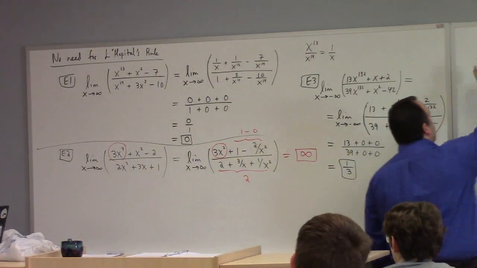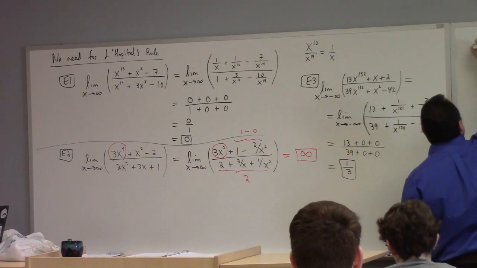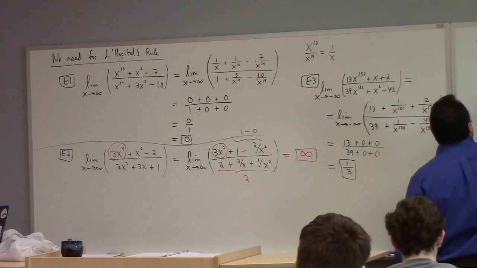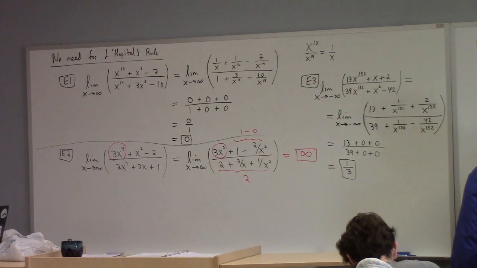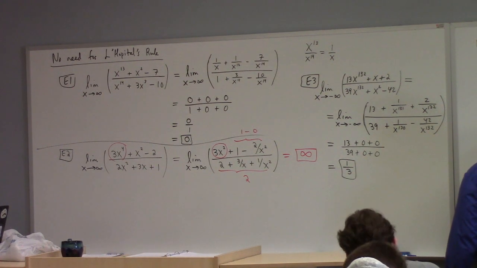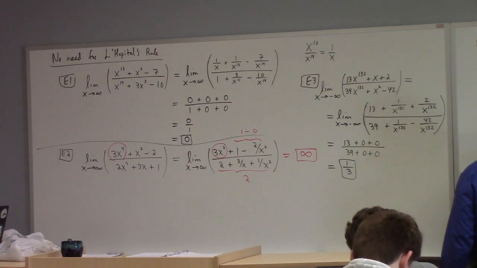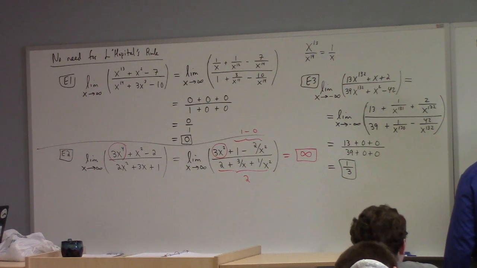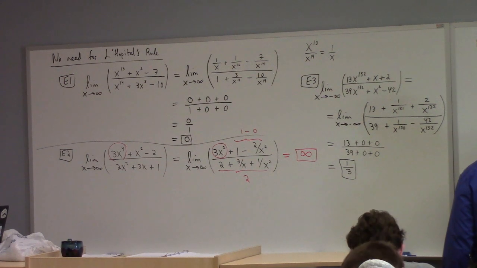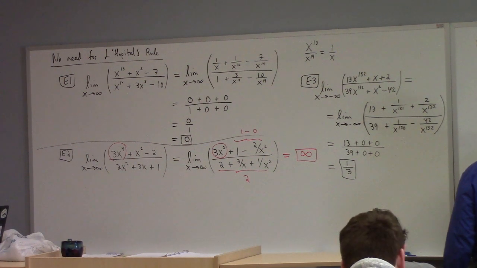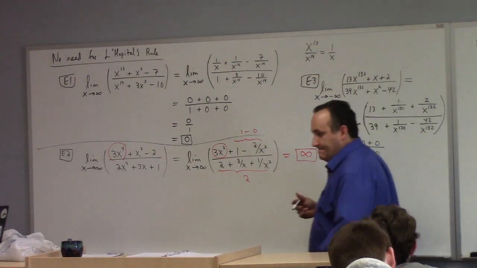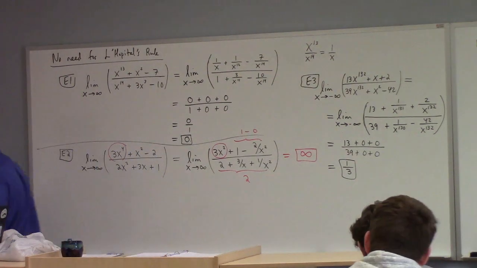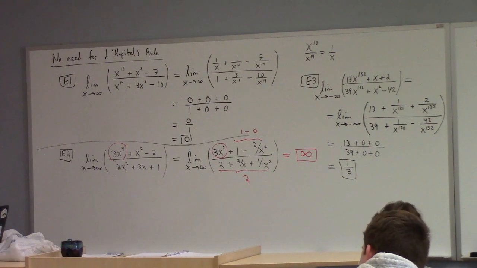Now let's do something a little bit harder. What if we have the limit as x goes to minus infinity of, let us say, x divided by the square root of x squared plus 2. So you guys tell me about this. What do you think the limit should be?